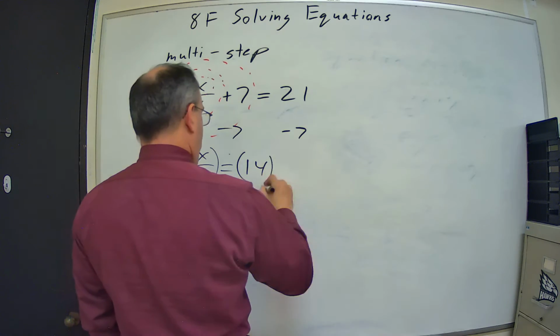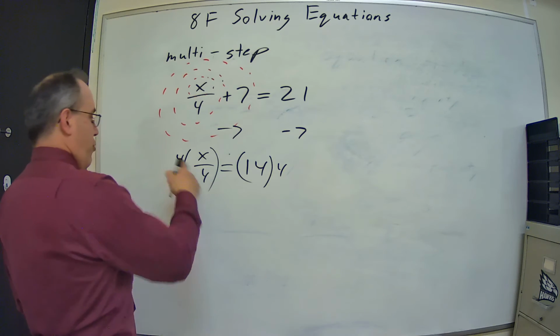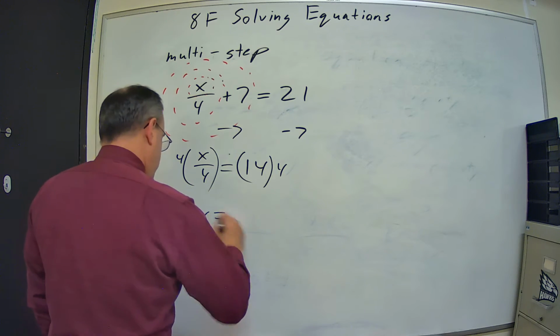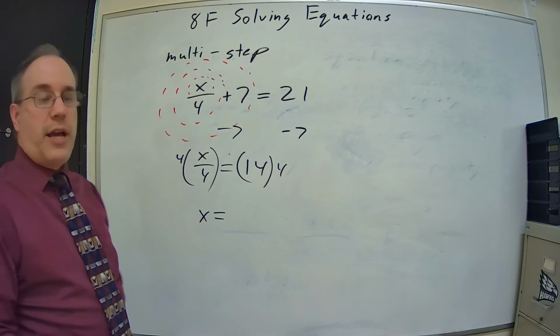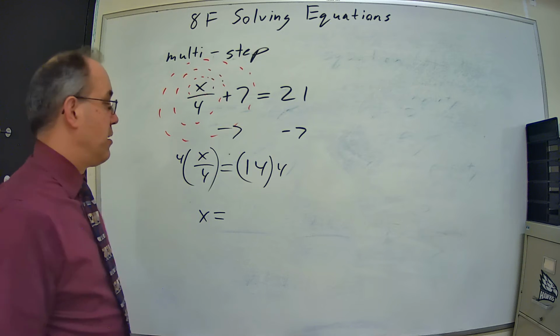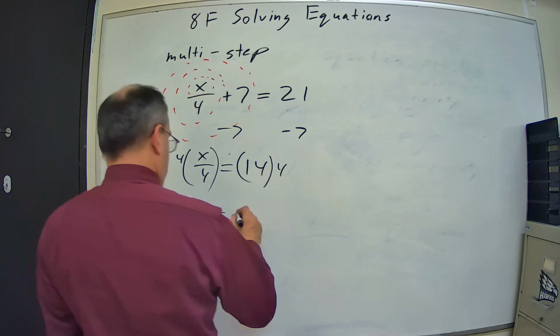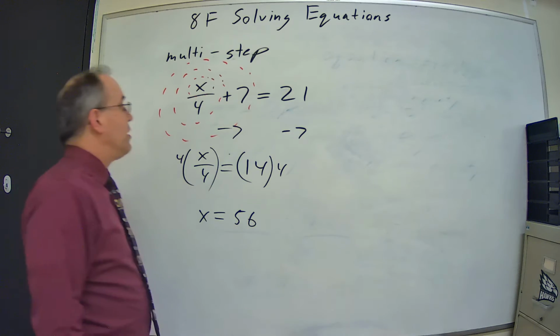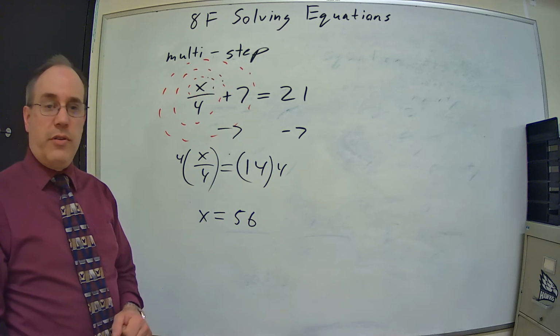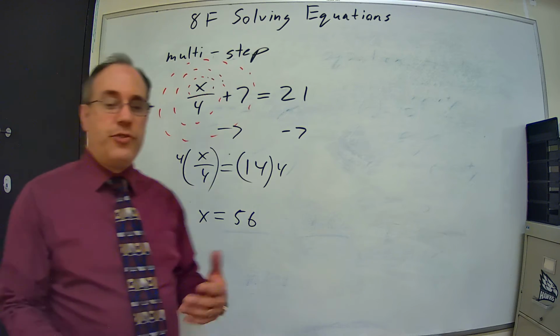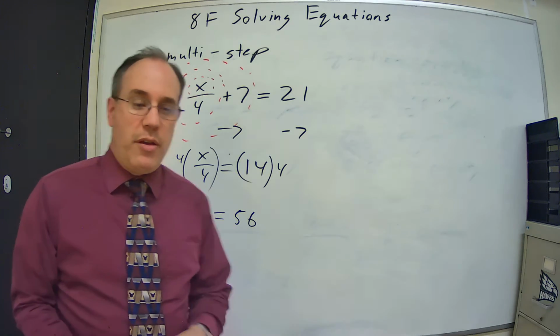I'm going to multiply by 4. 4 divided by 4 is 1, so x is equal to 4 times 14 is 56. So x is equal to 56. So that's using a multi-step process.